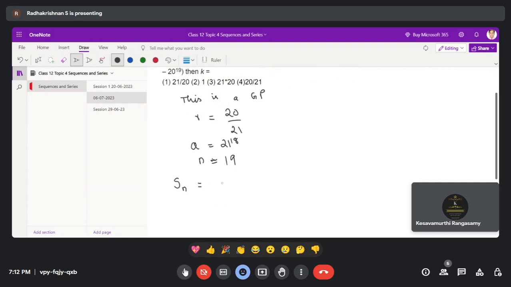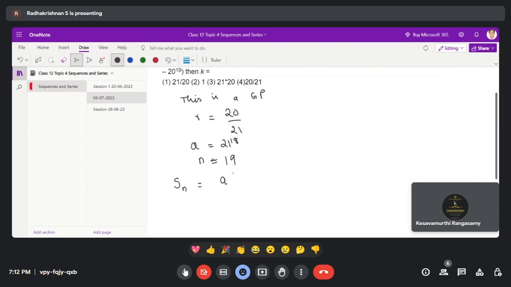But Sundaresan, can you tell me what the formula for Sn is? N by 2 into 2a, that is correct. N by 2 into A plus Tn. That is your formula for AP. For GP it is different. So for GP, tell me the formula. A into 1 minus r to the power n divided by 1 minus r.